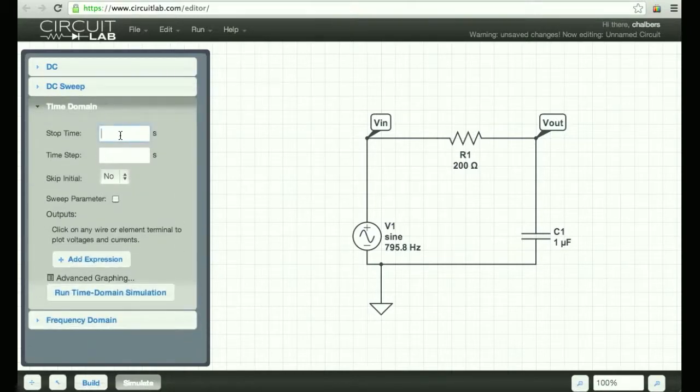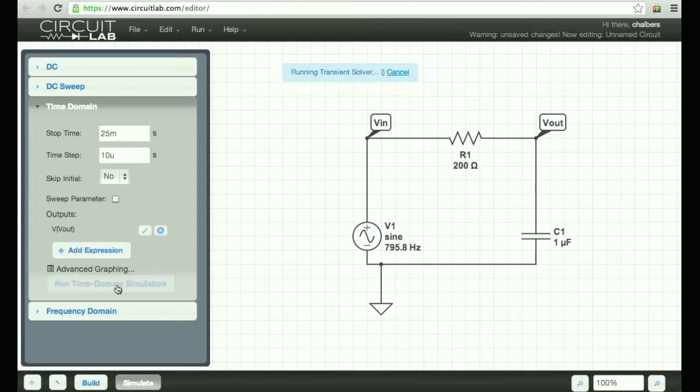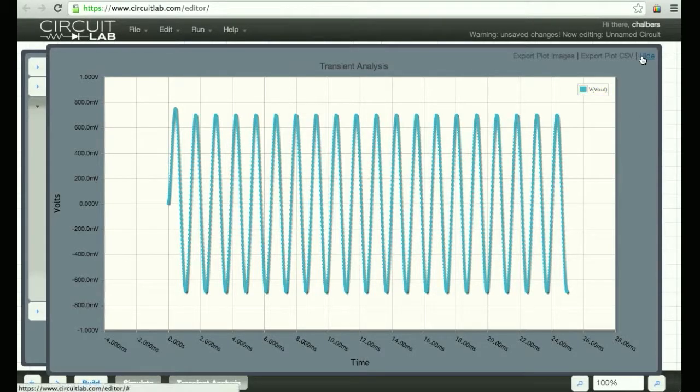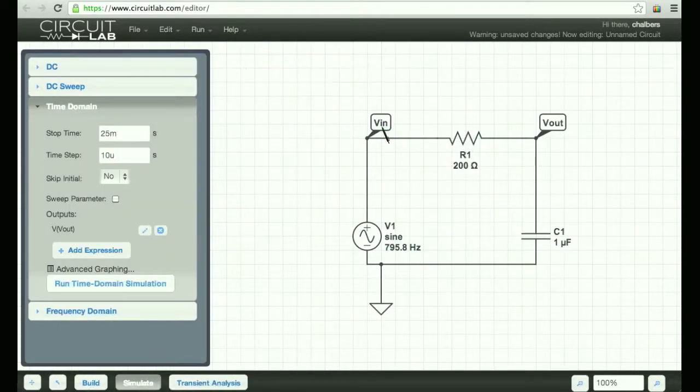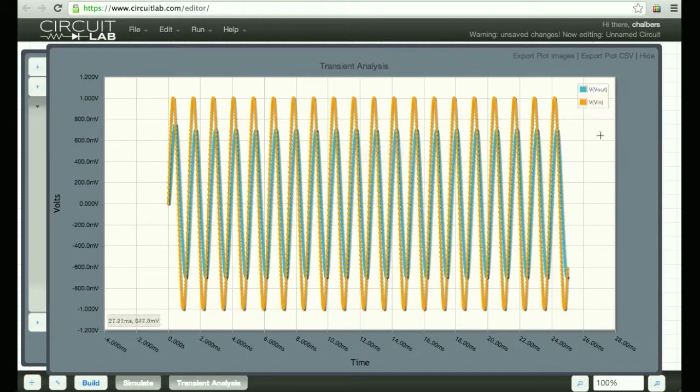So let's see if this is actually... Okay, so here's an example. For this case, the orange signal is my input signal. The blue signal is my output signal. And what's interesting is that you can see that the blue signal is a little bit smaller at the output than it was at the input.